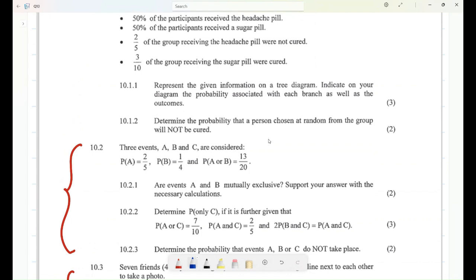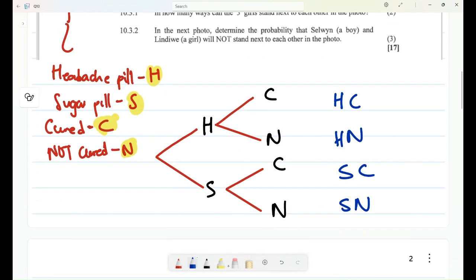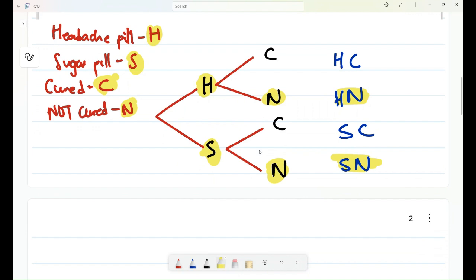10.1.2 says determine the probability that the person chosen at random from the group will not get cured. Remember, before we arrive at not cured, we should start with the type of pill. So what we want is that the person took the headache pill and was not cured, or took a sugar pill and was not cured. It was random, we were not told which one was taken, so we use the probability for both.